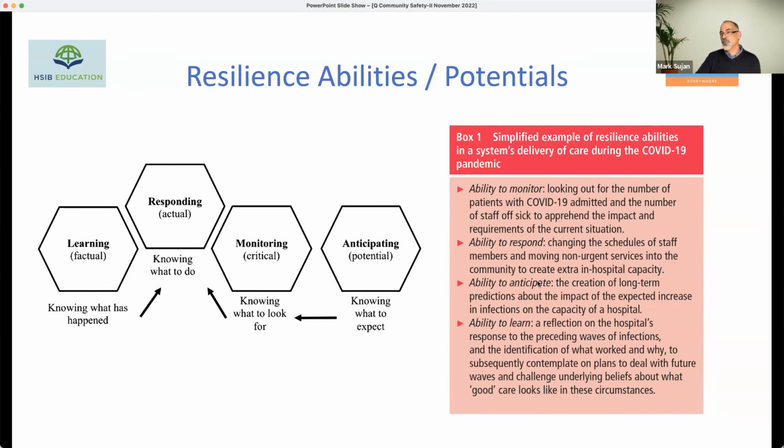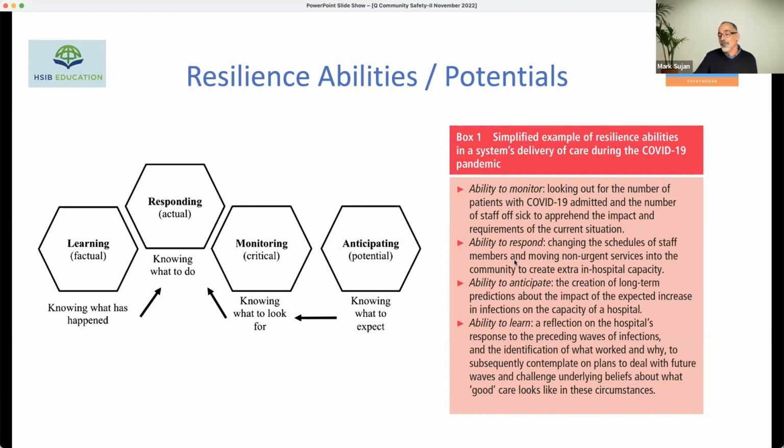In the paper, we've contextualized it in a very simplistic way for COVID, for example. So managing patients during the pandemic, the ability to monitor would be something like, do we know what's going on right now? So for example, do we know how many patients are on the ward who have COVID? What does it mean for the ward in terms of availability of resources? So are we up to date? Are we current with the developing situation?